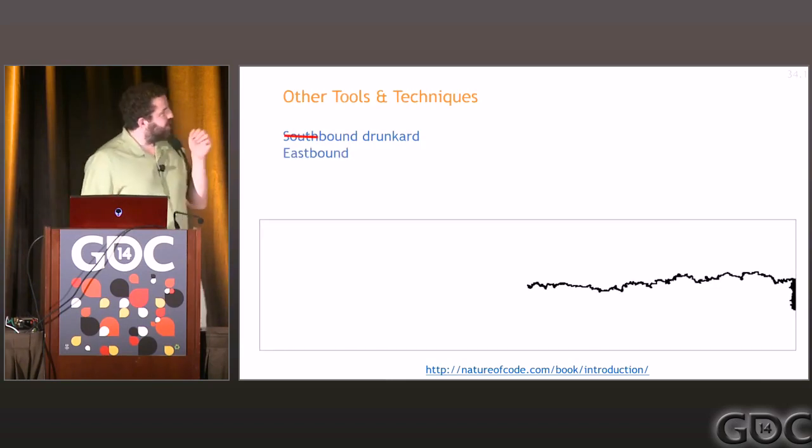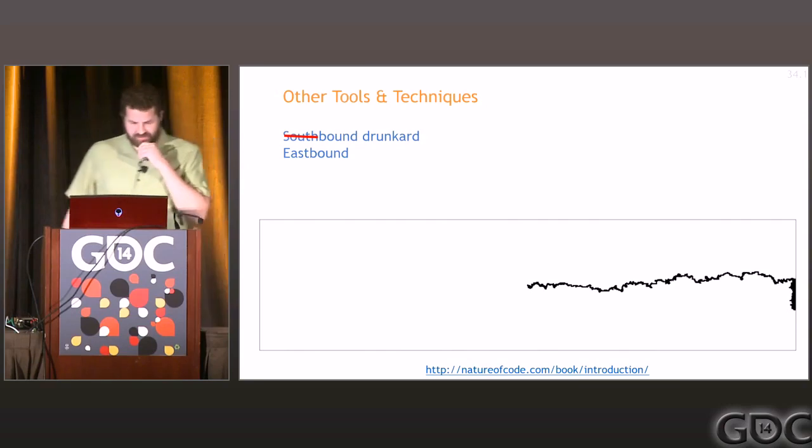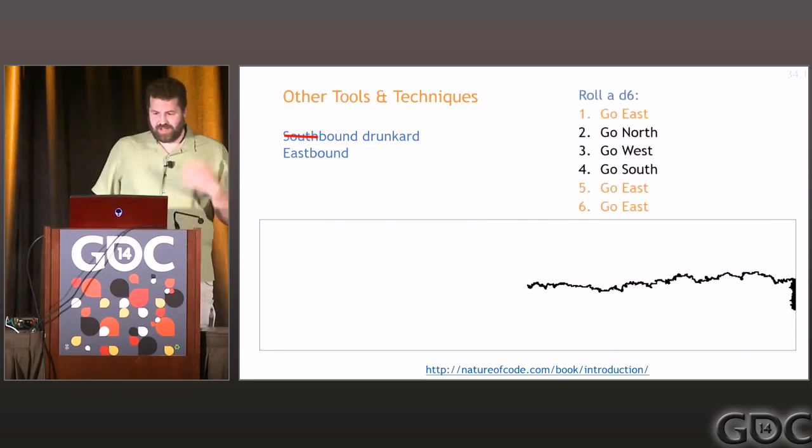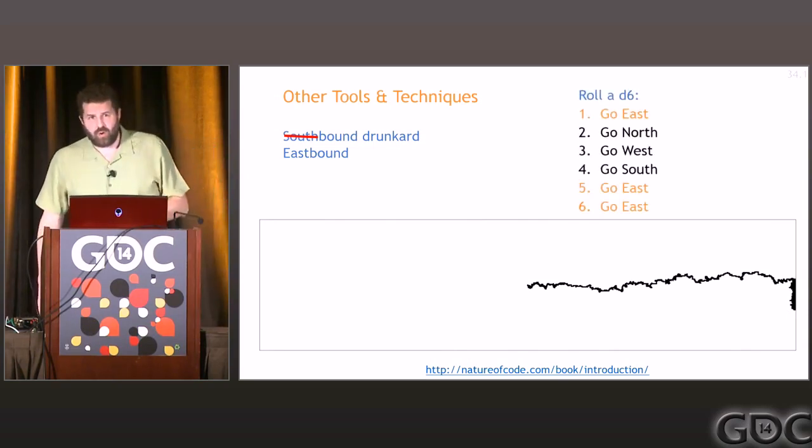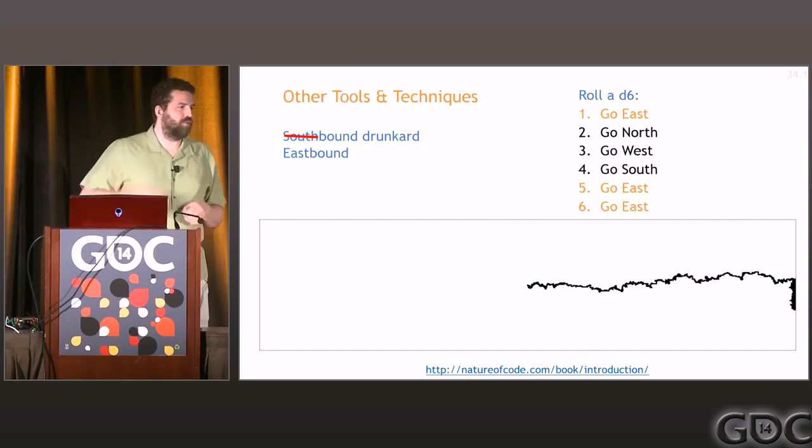Just a ton of other examples of randomness in games. There's the southbound drunkard, or I guess in this case eastbound, where someone just has a chance of going east, north, south, or west, or east, right? And so just by doing that, it seems like they're wandering around in an organic way, but they're still going east like you want them to.